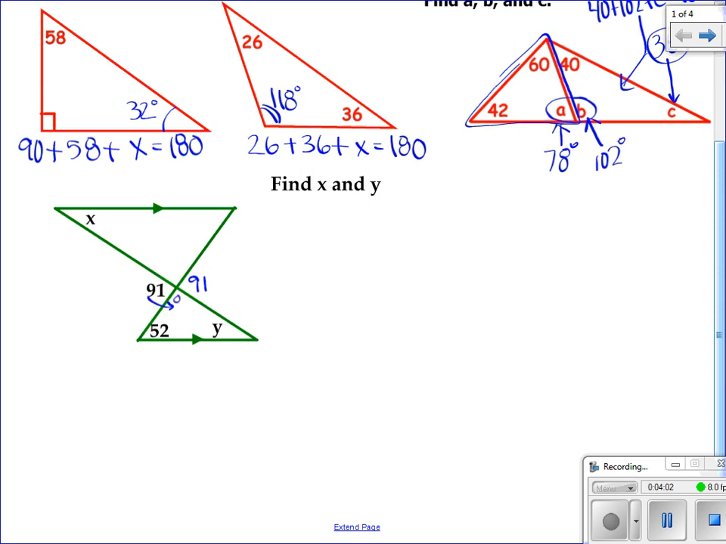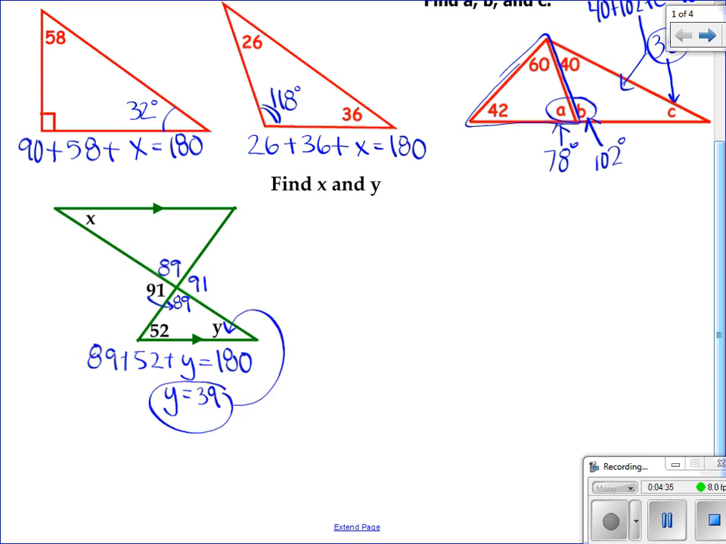So we got 89. What's this? 89. Okay. Now look at the bottom here. We have two angles in a triangle. So we got 89 plus 52 plus y equals 180. When we solve for y, what do we get? 39. Agree? Yeah. 39 is the math, right? Okay, so that goes right there. Now let's look at this. We have parallel lines.